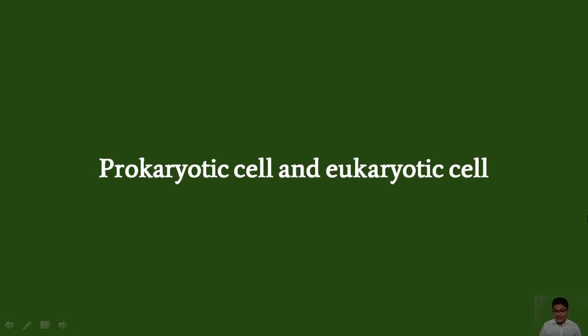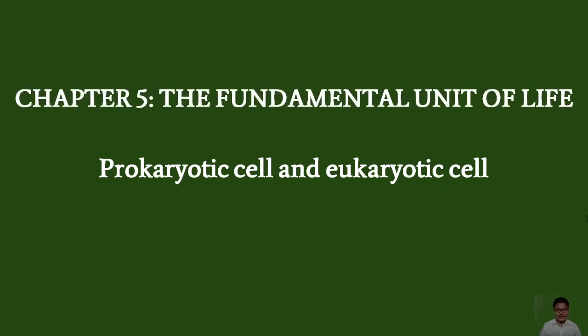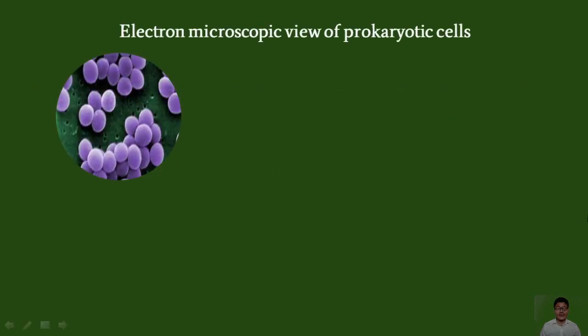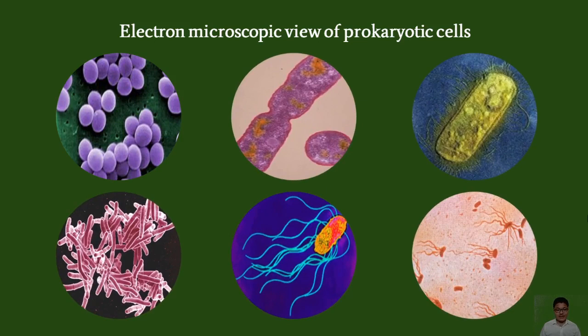Prokaryotic and eukaryotic cell. So, the topic prokaryotic and eukaryotic cell is part of chapter number 5, the fundamental unit of life. To discuss prokaryotic and eukaryotic cell, first let's try to observe some prokaryotic cells which are seen through an electron microscope. So these are some of the images from the electron microscope.